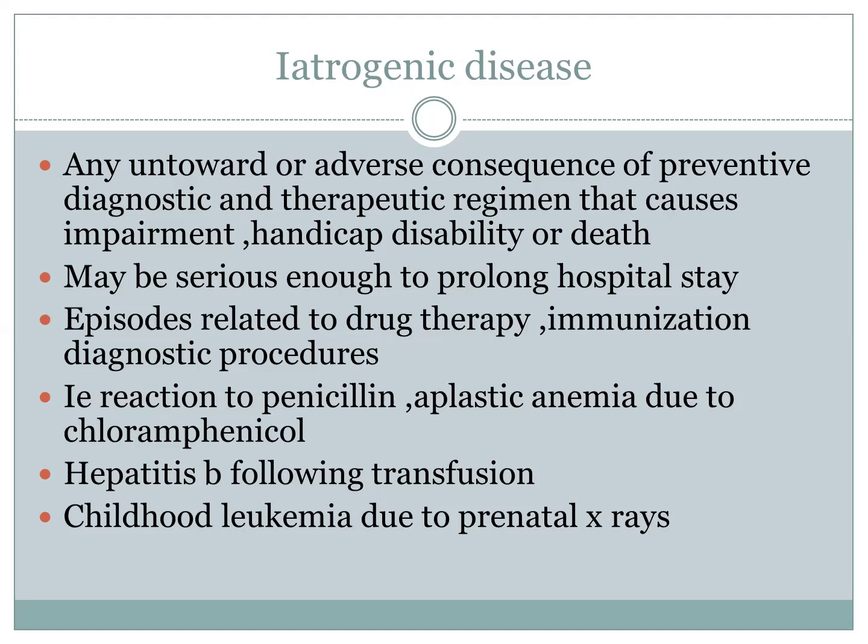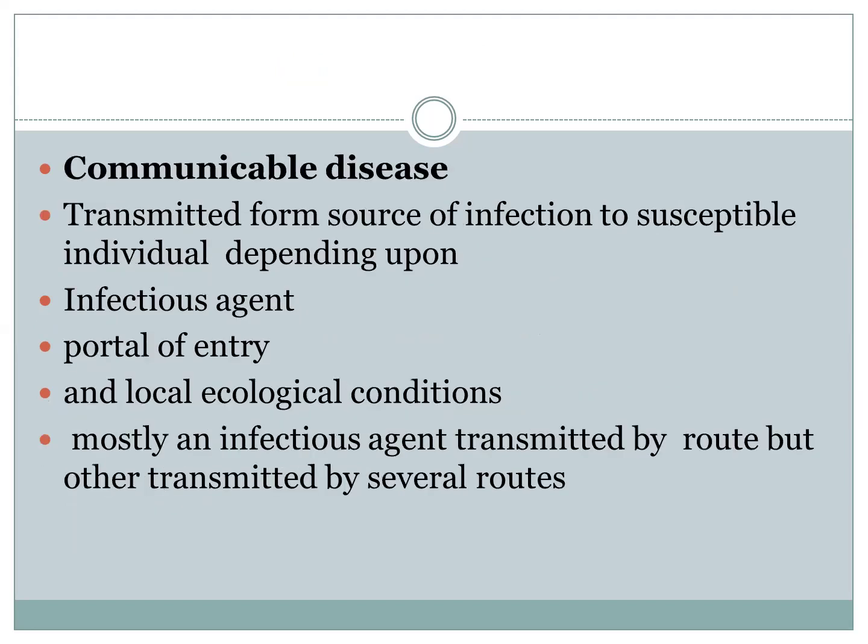It can be related to drug therapy, immunization, diagnostic procedures. For example, if a person is undergoing laparotomy and his spleen gets damaged, that would be called an iatrogenic damage. Also, the hypersensitivity reaction to penicillin, the aplastic anemia which is due to chloramphenicol. And for example, if a person is anemic and he goes to hospital for blood transfusion, but the blood is unscreened and he develops hepatitis B, that would be characterized as iatrogenic disease. Another would be childhood leukemia due to prenatal exposure to radiation.